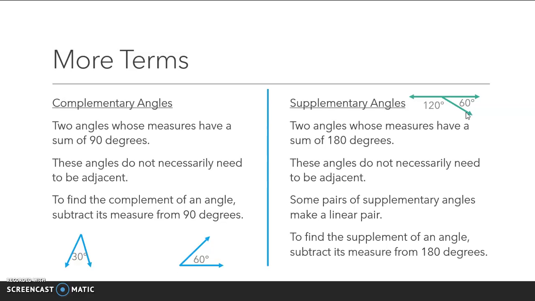Some pairs of supplementary angles do make a linear pair, like this pair right here. Because they are adjacent, they do form a linear pair. Now, to find the supplement of an angle, if we know only one angle, you would subtract from 180 degrees. So you do 120 subtracted from 180 and you get 60 degrees, and you can figure out this 60-degree angle using subtraction. So let's take a look at an example to see if we can apply these definitions.